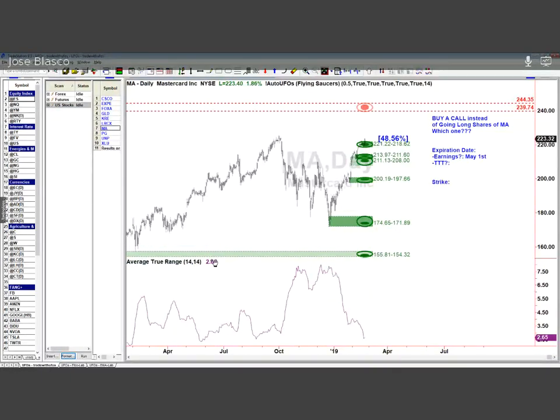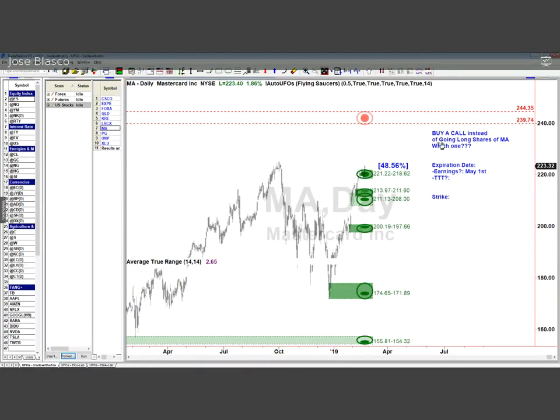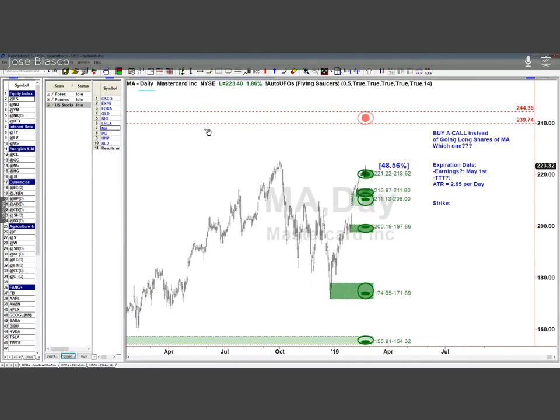But right now, if you look at a basic ATR, the current value is 265. Let me write it down: ATR equals 265 per day, because I am looking at a daily time frame. So keep that in mind. 265 means that, on average, that stock moves $2.65 per day.